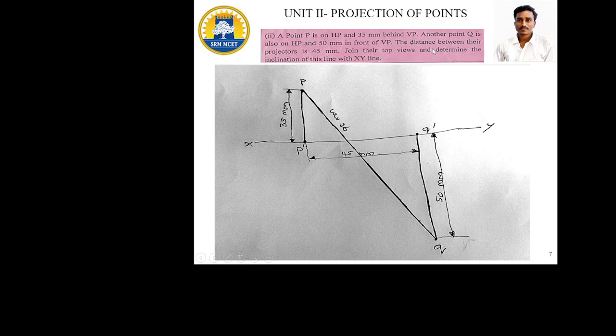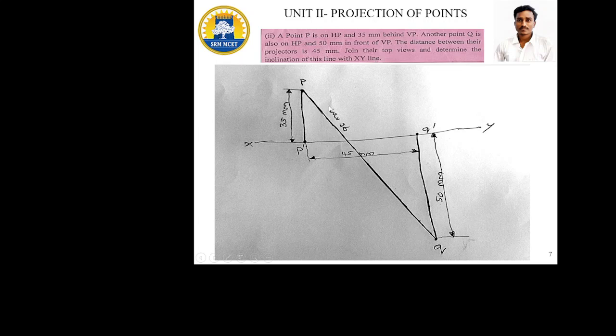Here it is also mentioned that the distance between their projectors is 45 mm. So the distance between the two lines, the gap, is 45 mm. You need to understand correctly. Next, join the top views. Top view in the sense PQ only, because P dash and Q dash are the front view. The dash is used only for front view dimensions. So for the top view we need to join the P and Q values. You need to measure the value 95 mm and also determine the inclination of this line with the XY line.